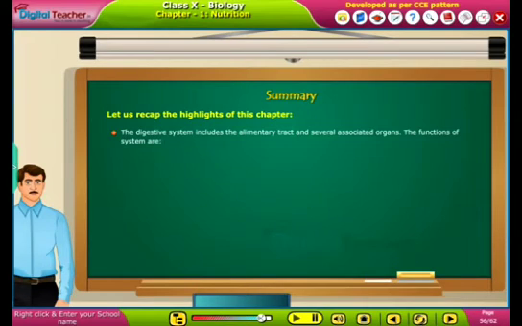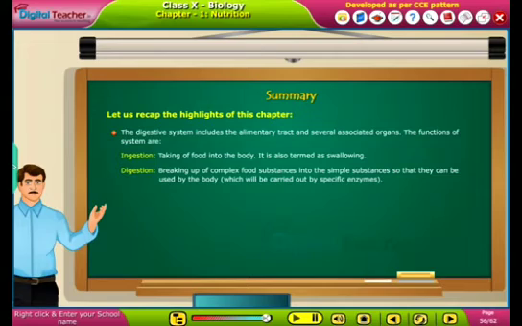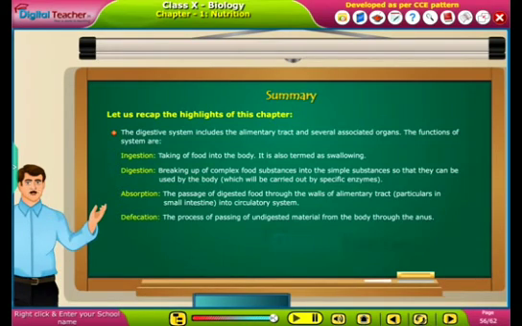The digestive system includes the alimentary tract and several associated organs. The functions of system are ingestion, taking of food into the body. It is also termed as swallowing. Digestion, breaking up of complex food substances into the simple substances so that they can be used by the body, which will be carried out by specific enzymes. Absorption, the passage of digested food through the walls of alimentary tract, particularly in small intestine into circulatory system. Defecation, the process of passing of undigested material from the body through the anus.